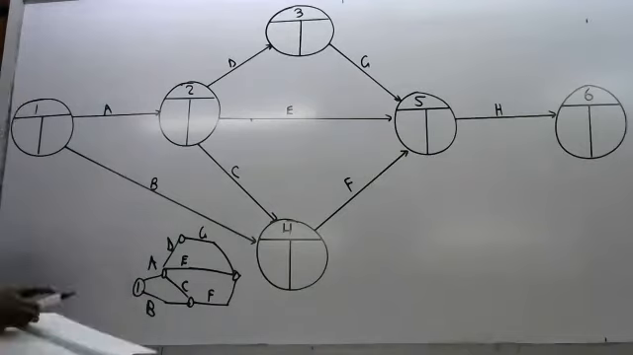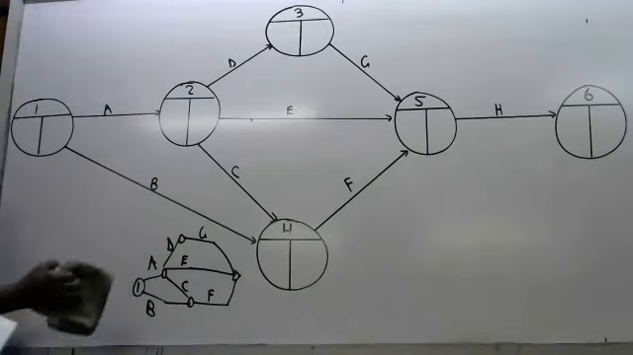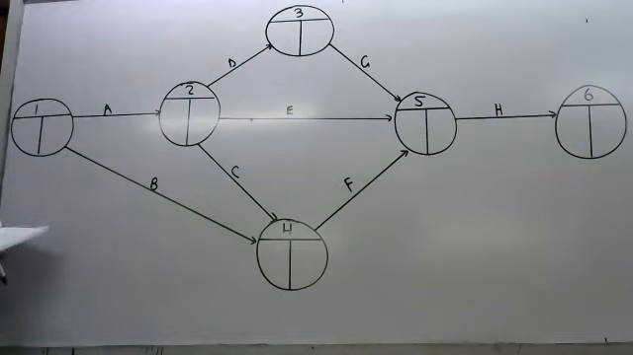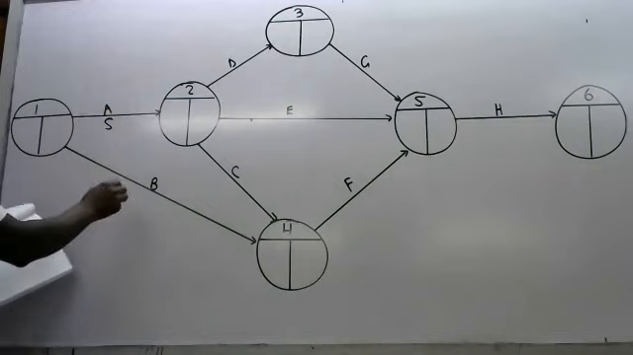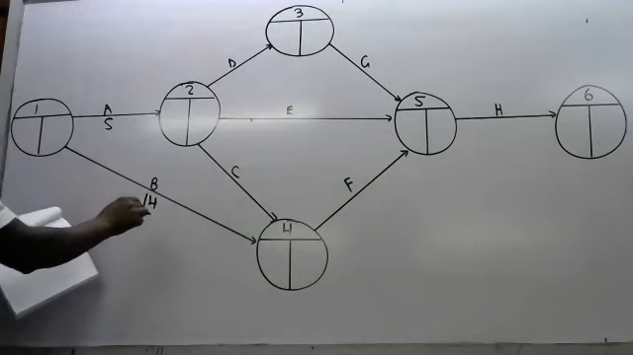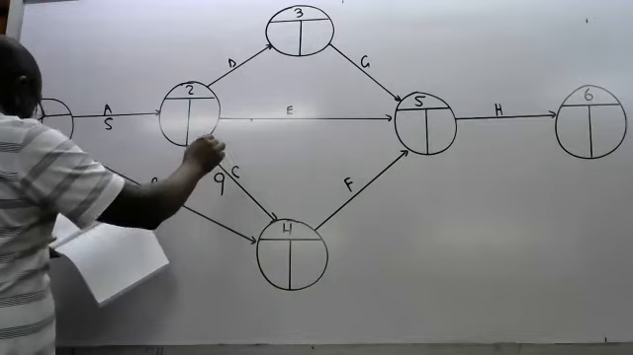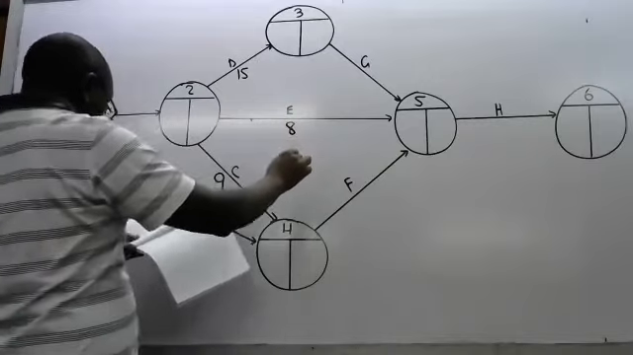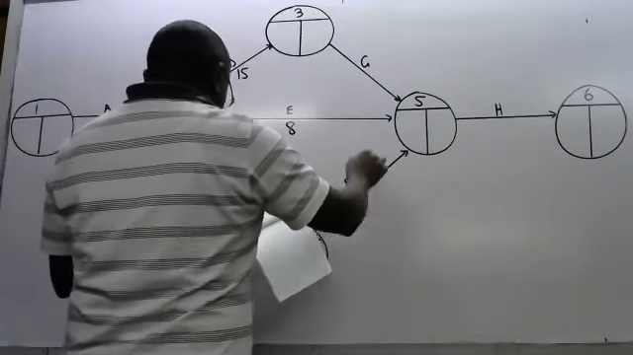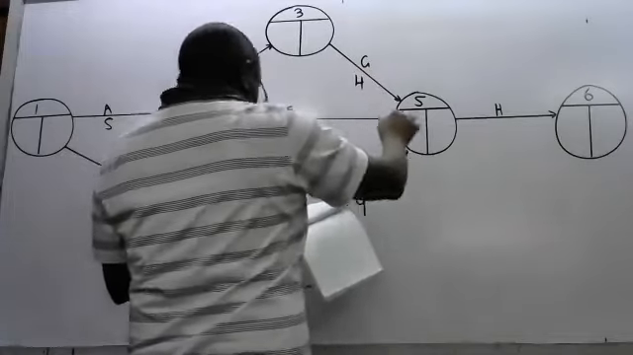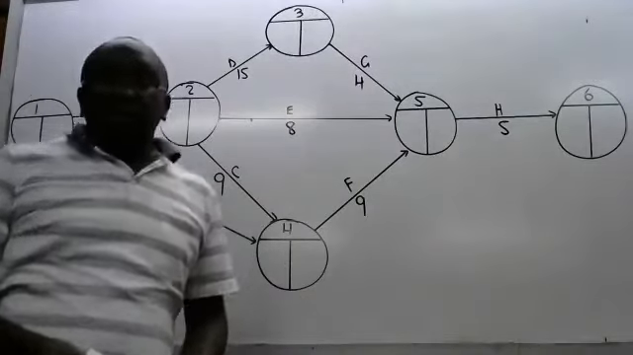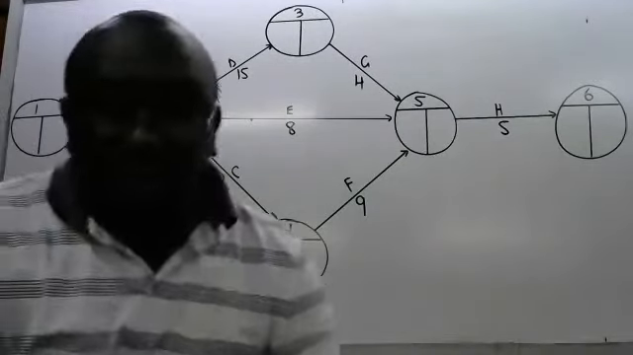So from my workings, let me give you the figures so that you tell me whether you agree or you don't. A, I got 5. B is 14. C is 9. D, I got 15. E is 8. F is 9, G is 4, and H is 5. If you agree with those figures, you say agreed.